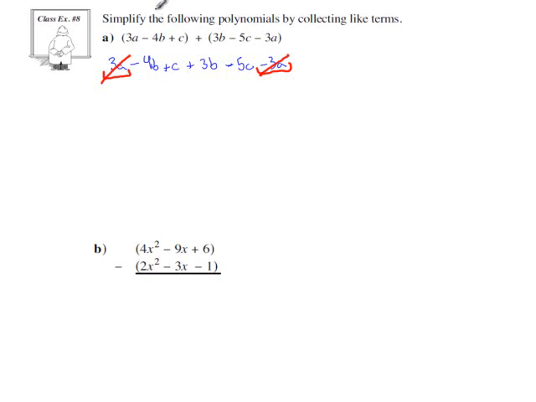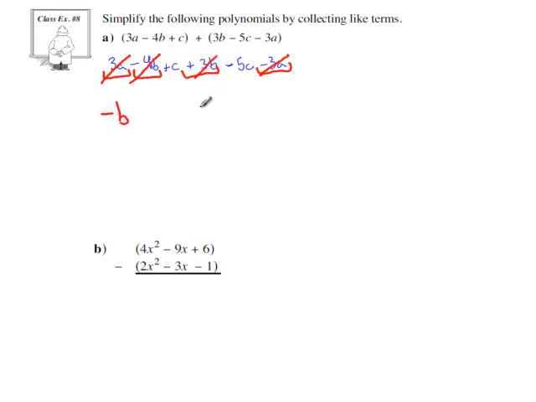Now I look for the b's. I see a negative 4b here and a positive 3b here. So negative 4 plus 3 is negative 1. So I can just write that as negative b. And those are done too, so I'll cross them off.